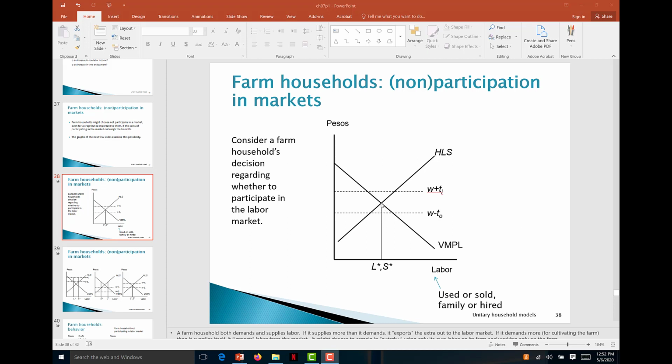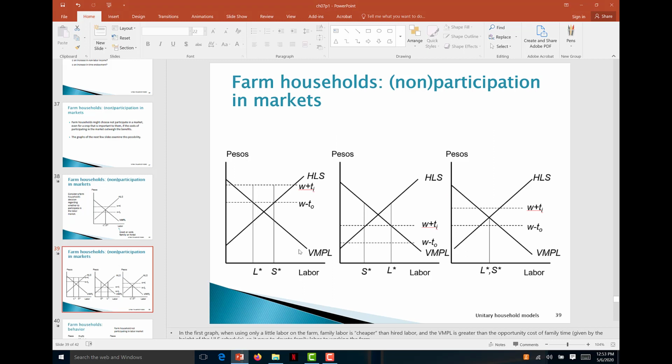So you do not get enough compensated for working outside of your own farm, which means in this particular situation, the household chooses to produce their crops themselves without using labor from outside, but they also don't have additional labor to offer on the labor market. Let's take a look at another scenario, and for that scenario, let's focus here on the left graph.